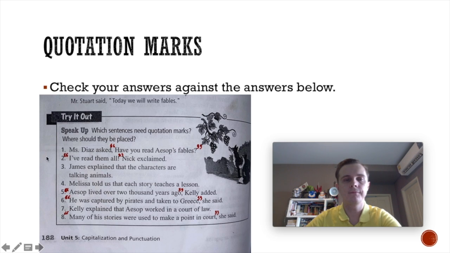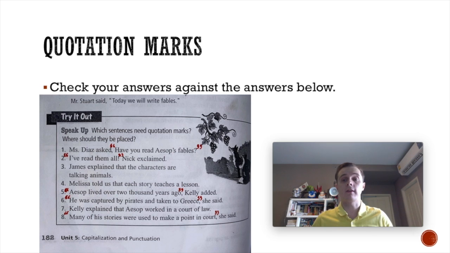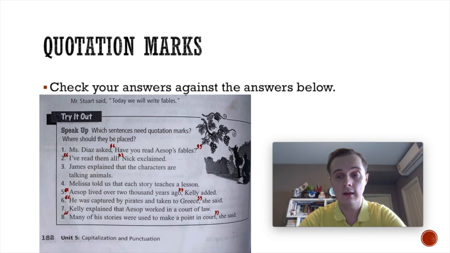Right, number 1, Ms. Diaz asked, "Have you read Aesop's Fables?" Close quotation mark. "I've read them all," Nick exclaimed. Now, number 3, James explained that the characters are talking animals. This is what I was just talking about, reported speech. We don't see the exact words that James says, so we don't need quotation marks there.